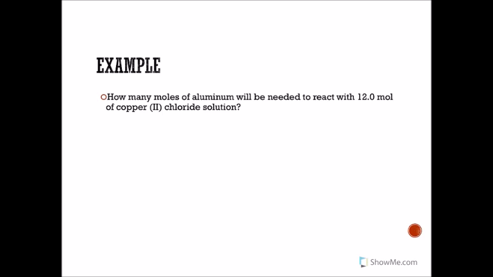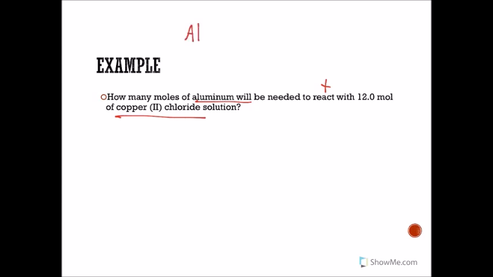Another example here. How many moles of aluminum will be needed to react with 12 moles of copper 2 chloride solution? This one's a little bit tougher. We're not given our chemical equation, which is why it's important we know how to do this from last unit. This is how many moles of aluminum will be needed to react with copper 2 chloride solution.